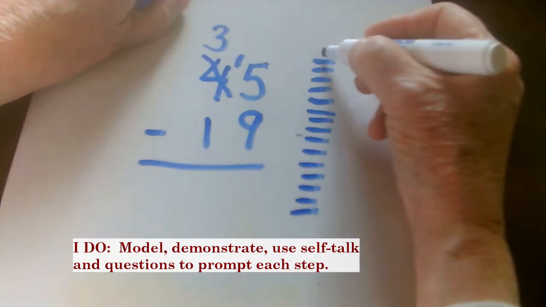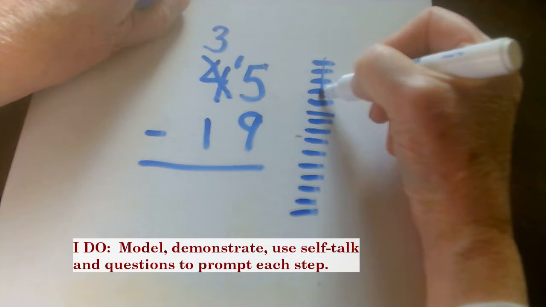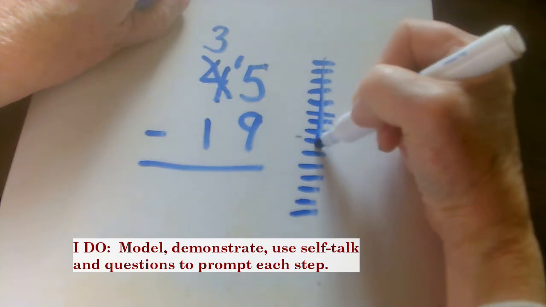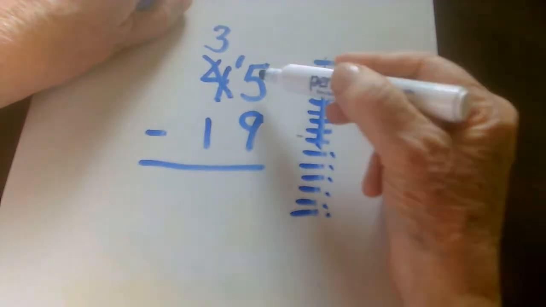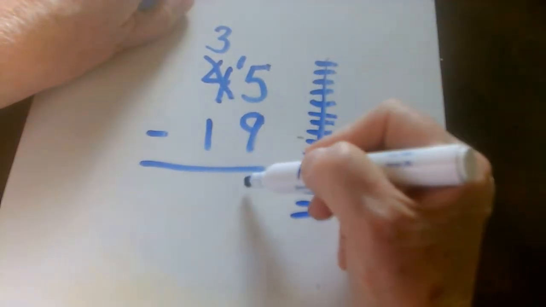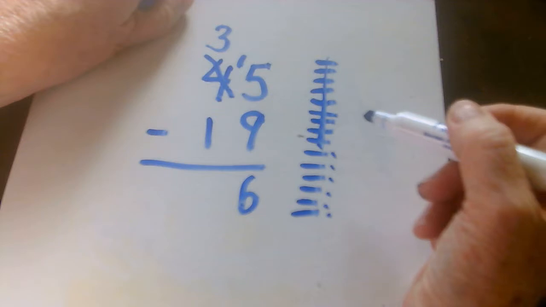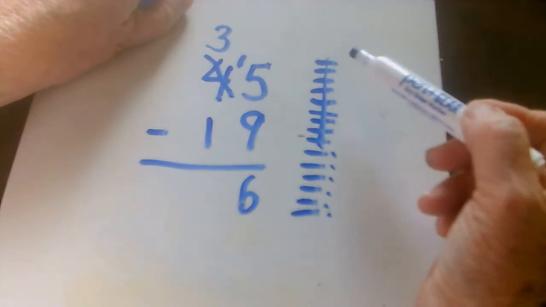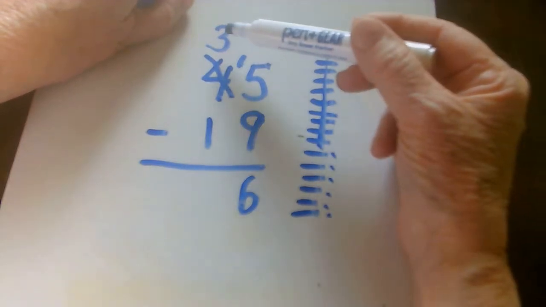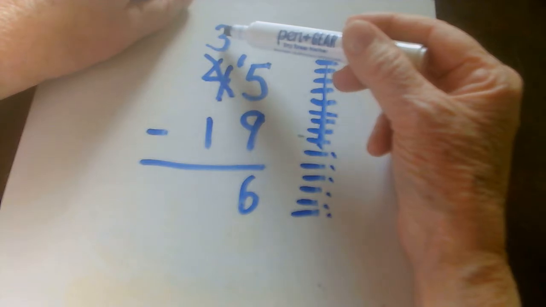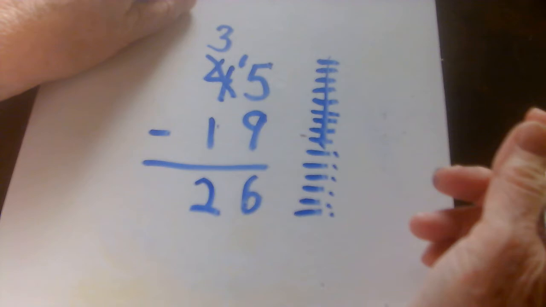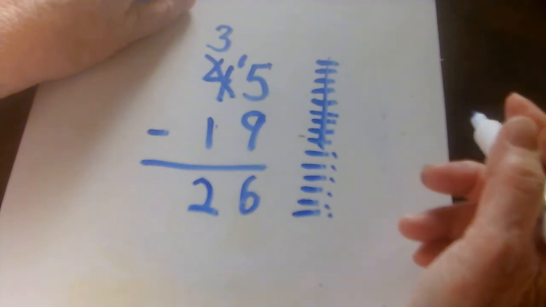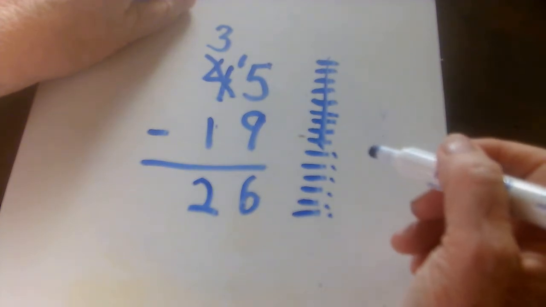I can do that here. 1, 2, 3, 4, 5, 6, 7, 8, 9. I have 1, 2, 3, 4, 5, 6 left. 15 take away 9 is 6. Now that sounds just about right. I go over to my 3 groups of 10, subtract 1, and I have a 2. 45 take away 19 is 26.